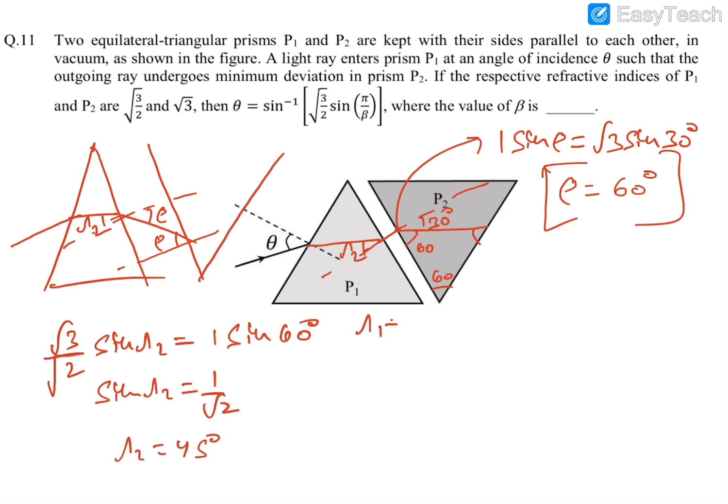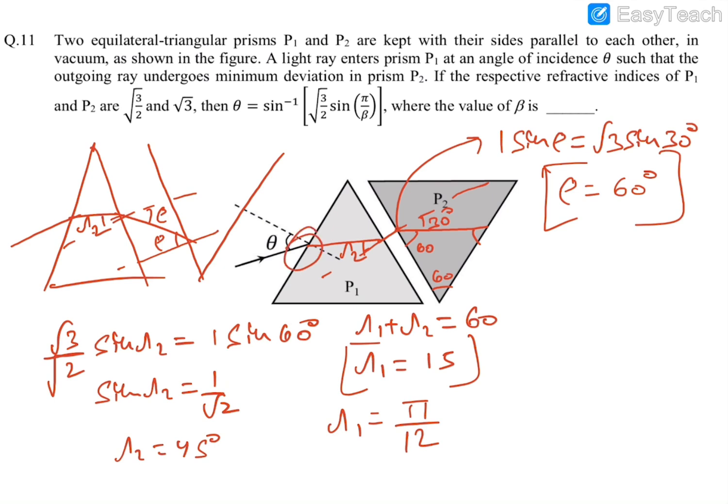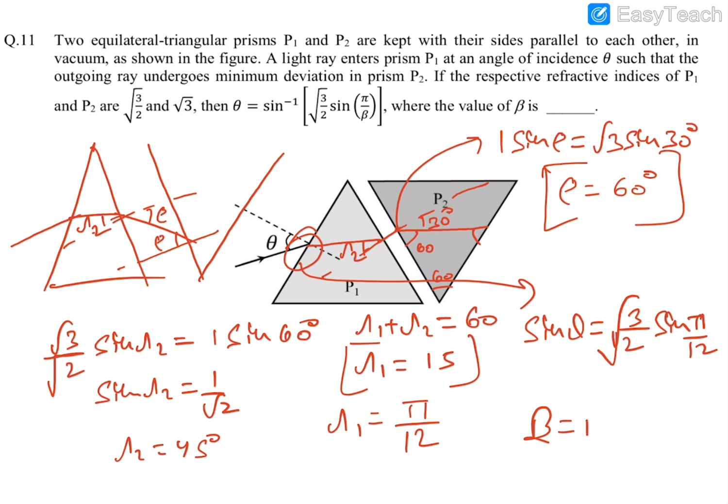Now we know that R1 plus R2 is A, and A is 60 degrees, so R1 is 15 degrees, and 15 degrees is pi by 12. So if we apply Snell's law at this position, then we can say sine theta will be equal to root 3 by root 2 into sine pi by 12. So the value of beta will be equal to 12. So beta is 12. Now we move on to the next question.